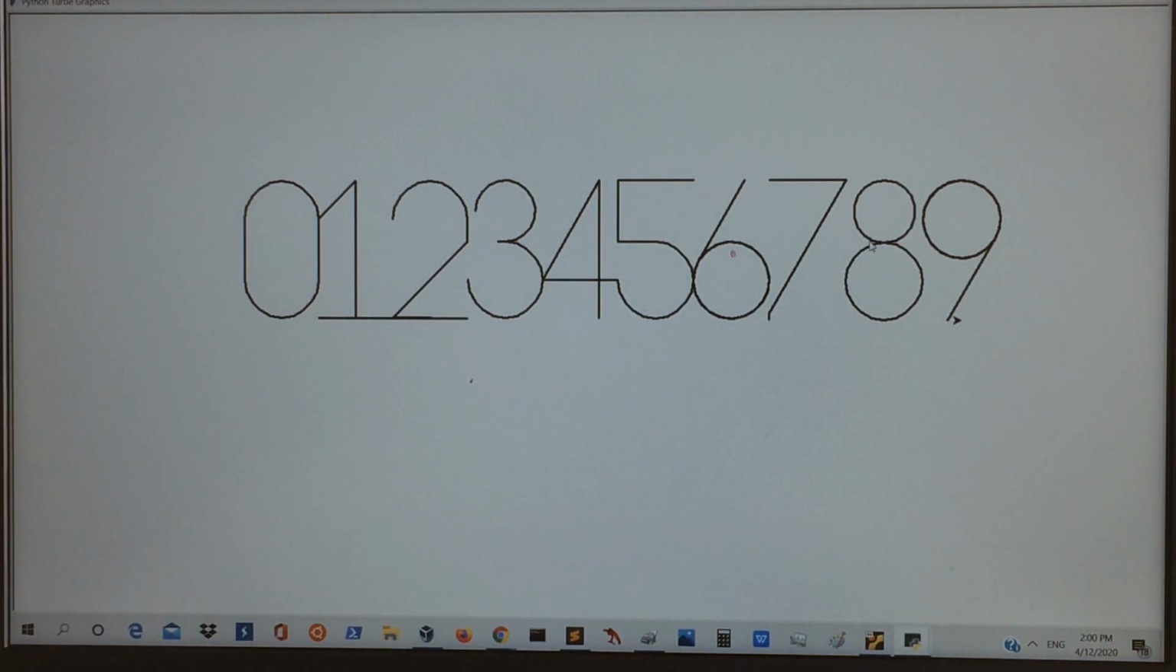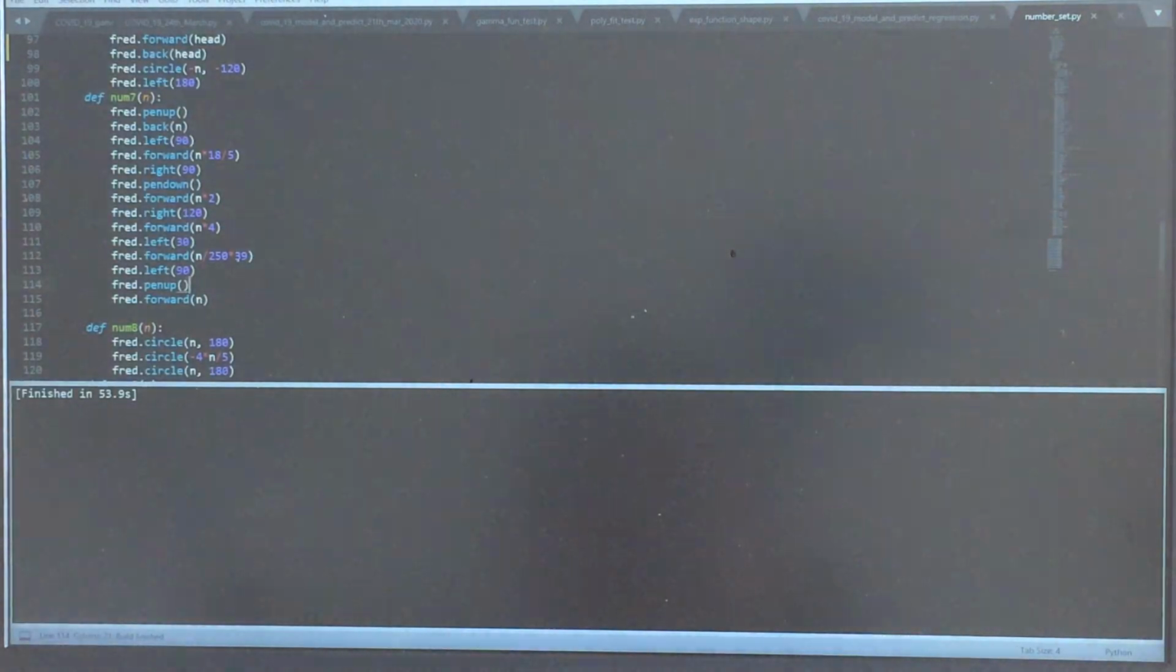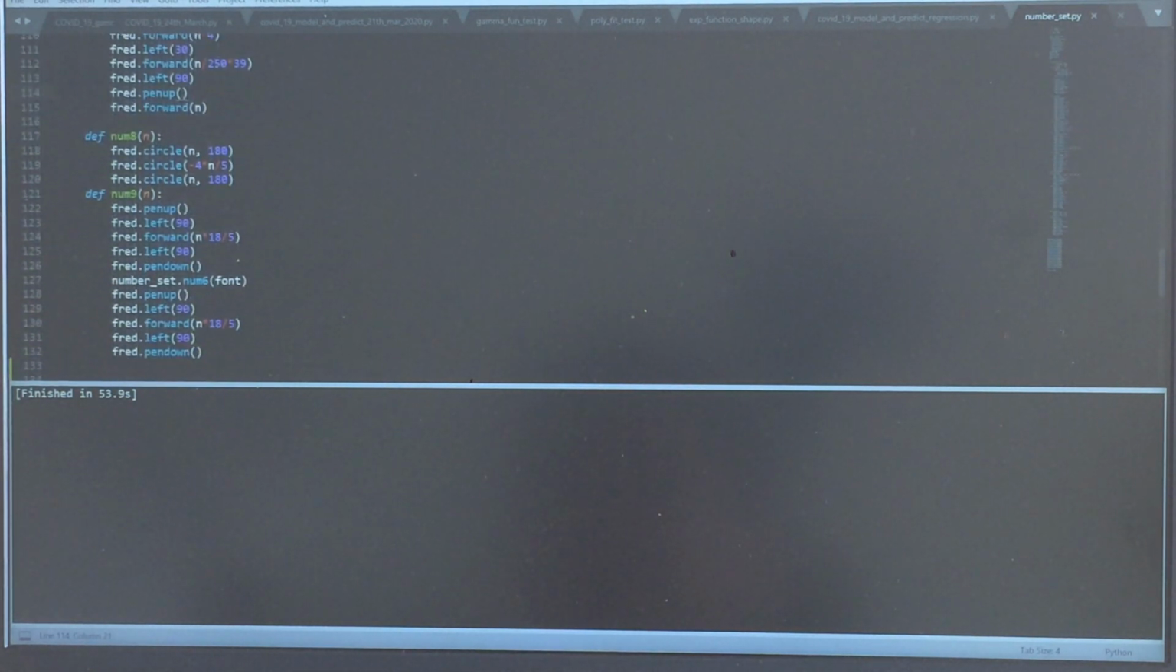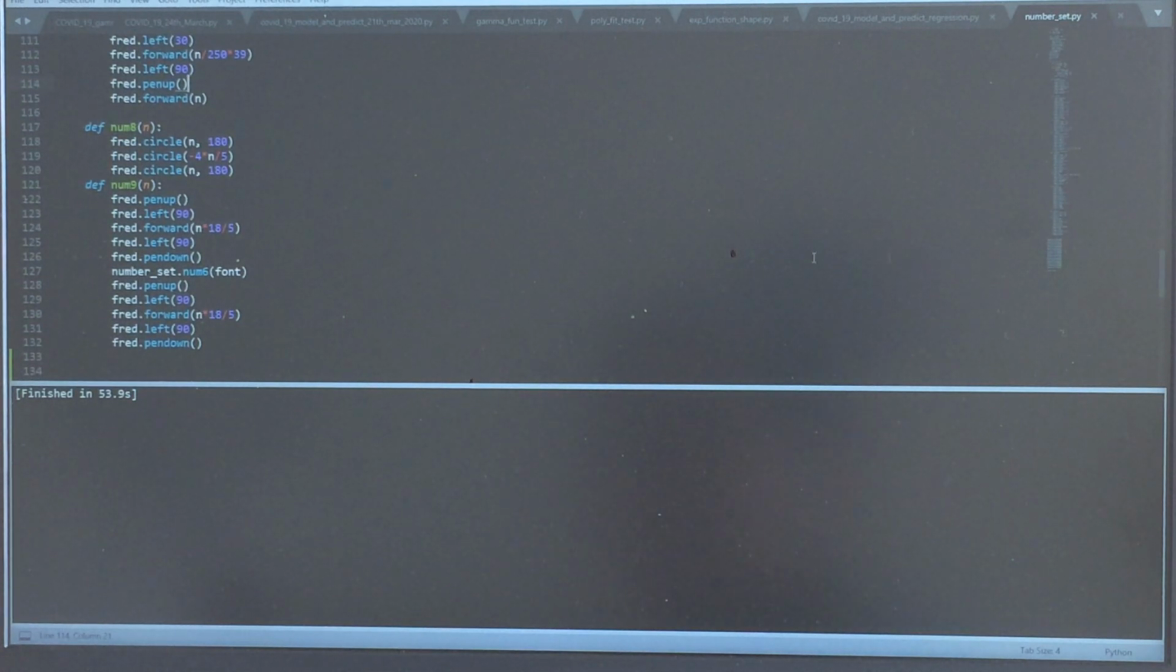And then for number 8, it's just 2 circles. It's only just number 3. It's similar to a number 3, but with these joined up. Alright, number 9. Thread.circle left 180, thread.circle. Number 8 is probably the easiest number to do here, because it's just 2 circles.